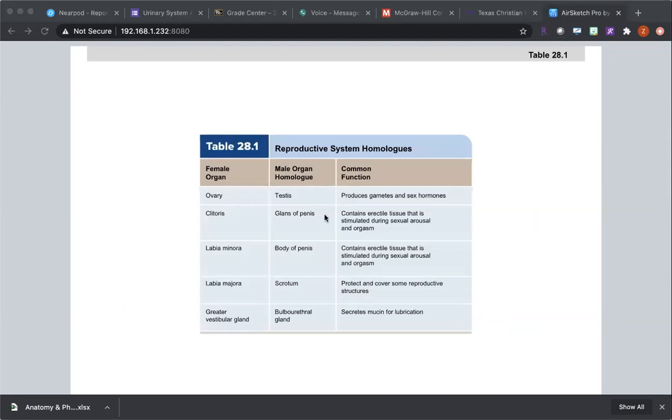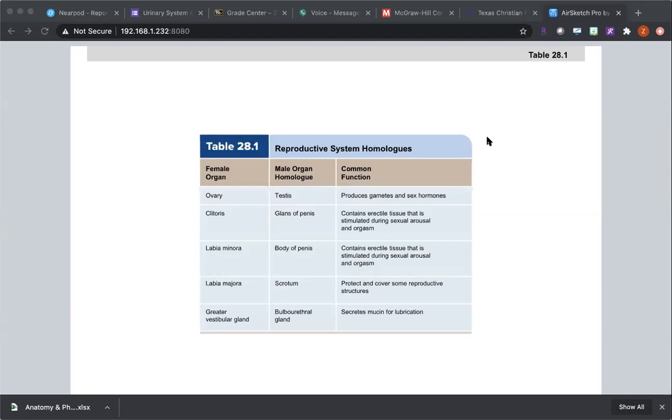Okay, and some other homologs here: clitoris and glans of penis, as well as labia minora and body of penis. Those two pairs both have the same or similar function, and that's that they contain erectile tissue that's stimulated during sexual arousal and orgasm.